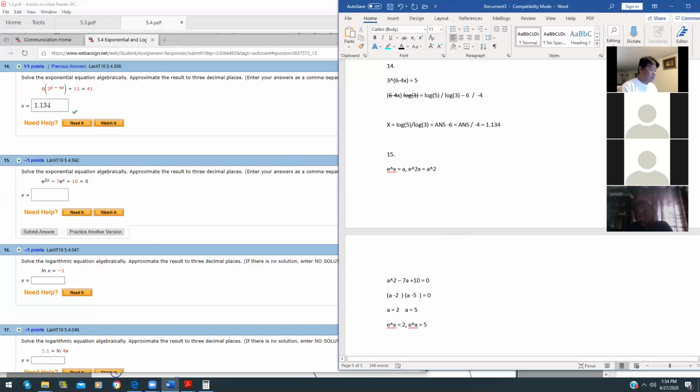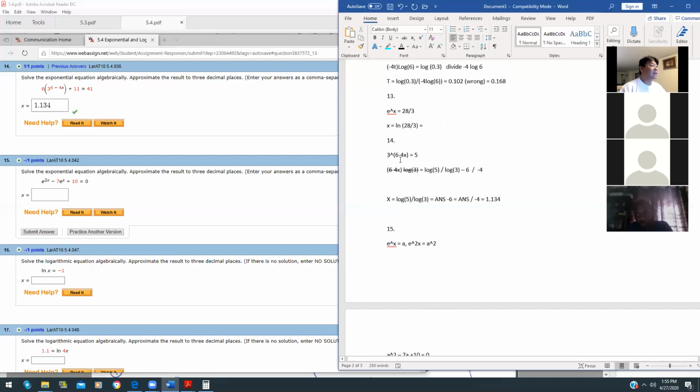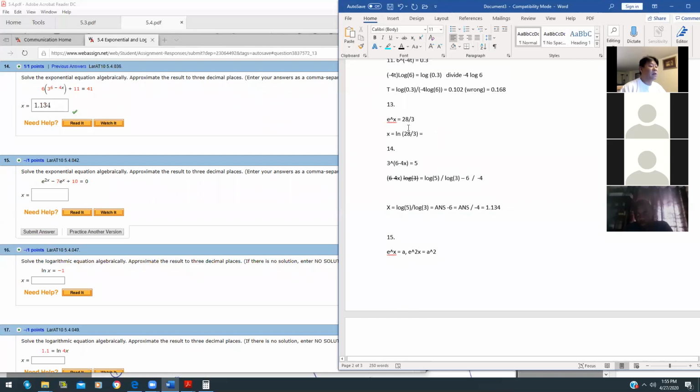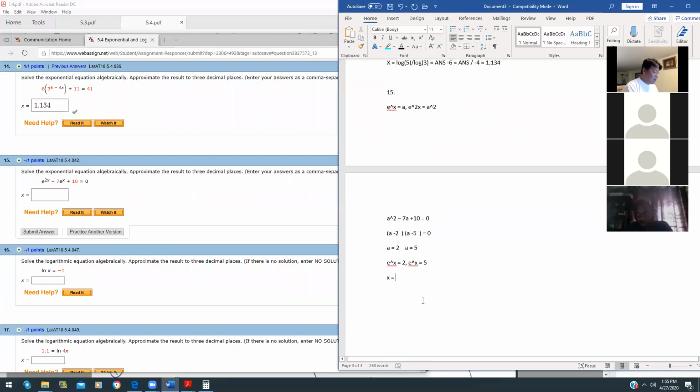Do you know what happens when you move the e across to the other side? You should know this, we just did it. When you move the e over, like what we did last time, you get ln. So in this case, this is ln 2. And then use your calculator. And the other one will be ln 5, because one is 2 and one is 5. So use your calculator, and that will be your answer in this case.